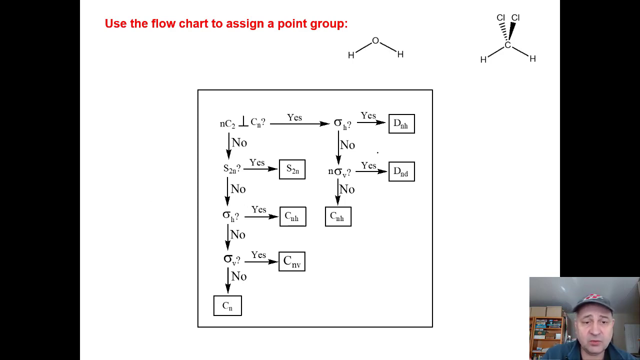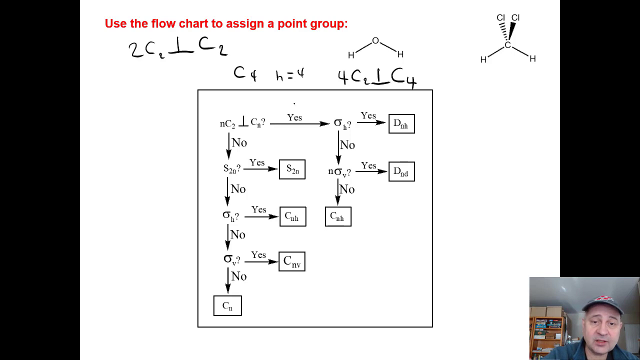Okay, we have nC2, funny symbol Cn, right? We know that n is equal to 2 in our case, so we are looking for 2 C2s that are perpendicular to the principal C2. Okay? So if our principal axis was a C4, where n is equal to 4, then the question would be, are there 4 C2s perpendicular to the principal C4 axis, right? So you just have to replace n with your principal axis.